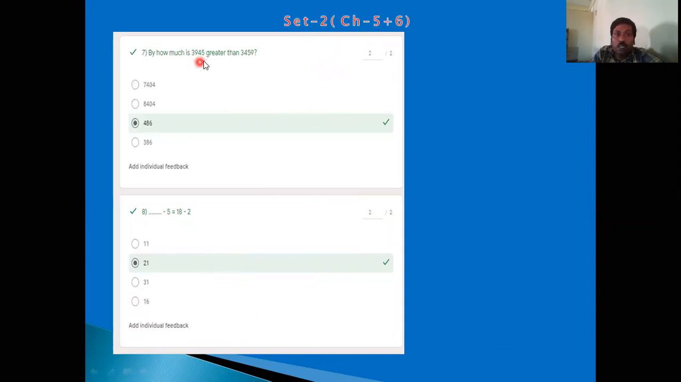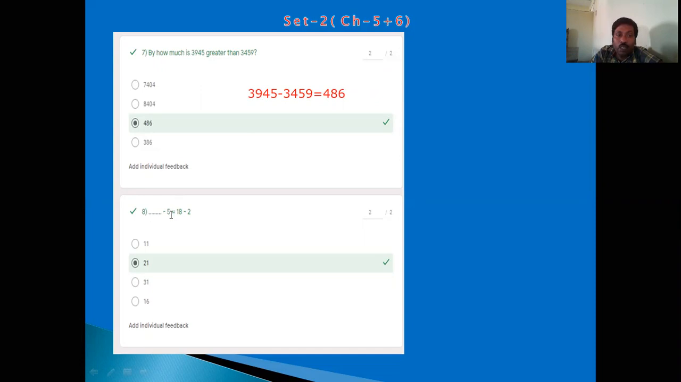How much is 3945 greater than 3459? How can we solve it? We can solve it by subtraction. 3945 minus 3459. When we subtract it, we get the answer 486. Okay. And now here is the question.